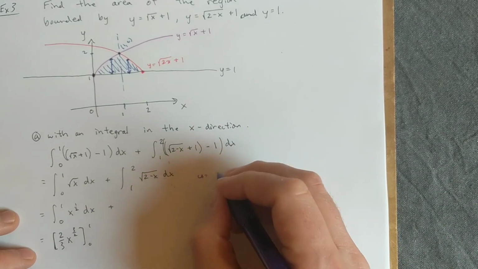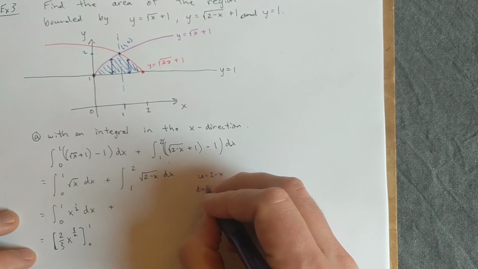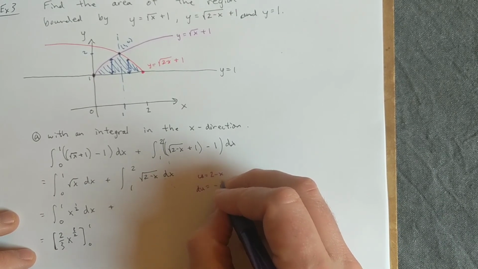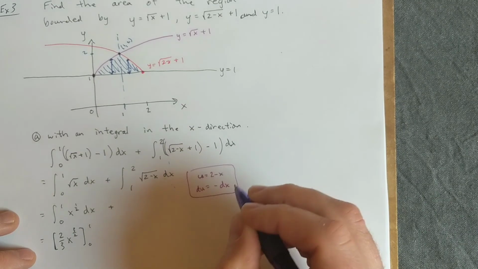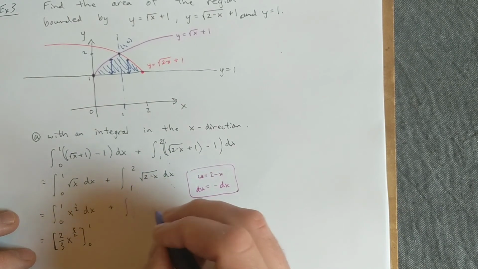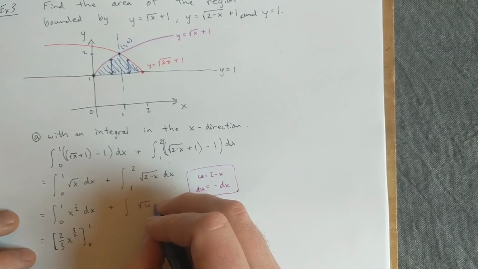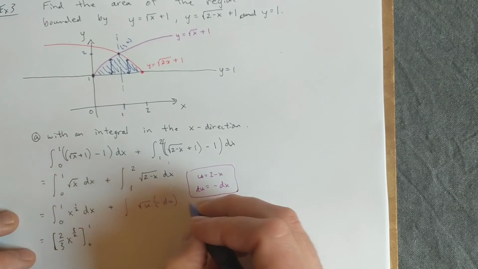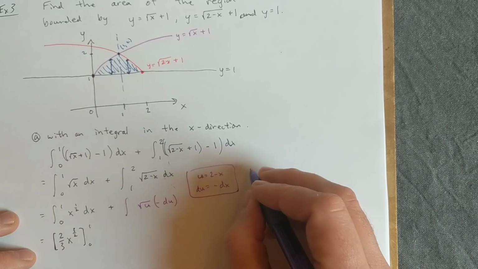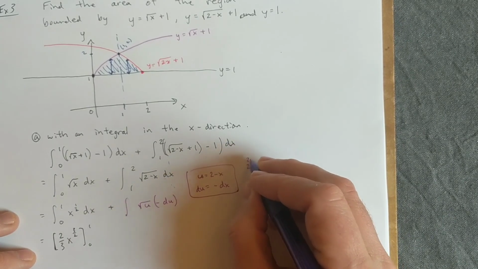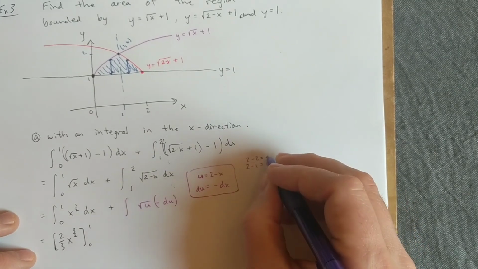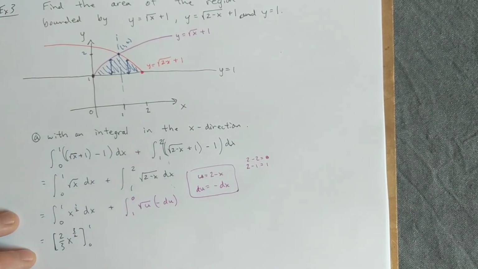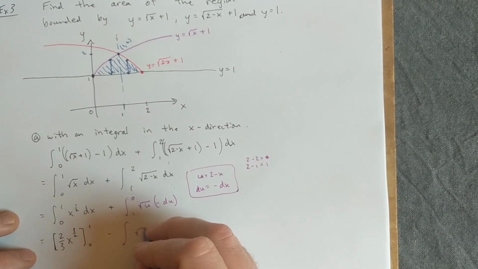So let's do that. We'll say u equals 2 minus x. Then du is negative dx. And so when I make this substitution, I really have the square root of u, and this is minus du. And my new bounds are, well, 2 minus 1 is 1, and 2 minus 2 is 0. So now my lower bound is 0, my upper bound is 1. And so this gives me minus the integral of square root of u, 1 to 0, which seems weird.